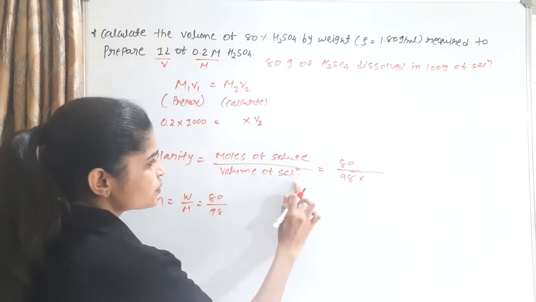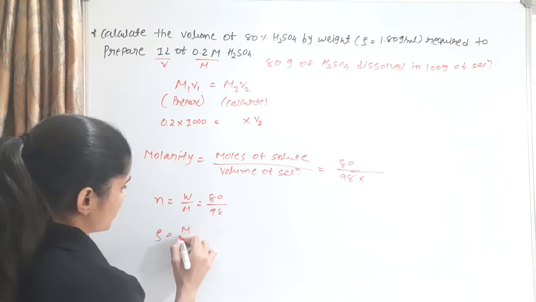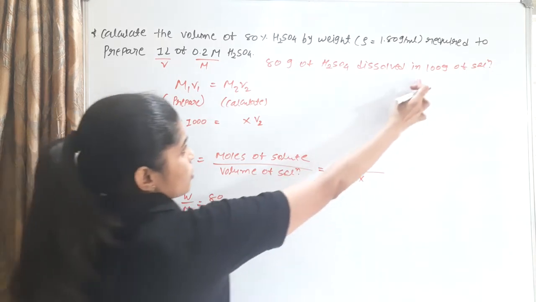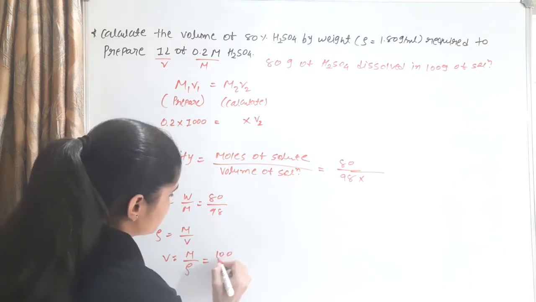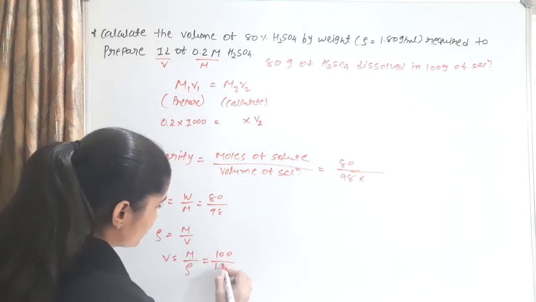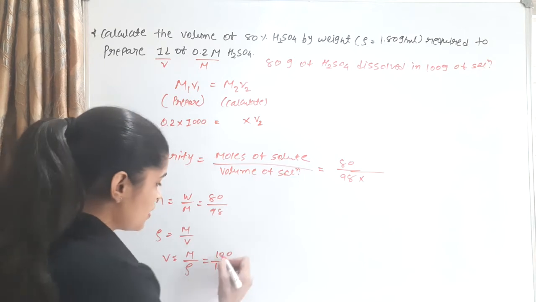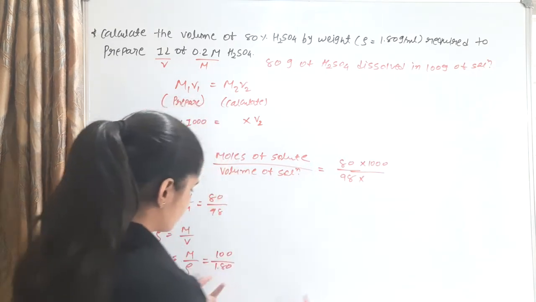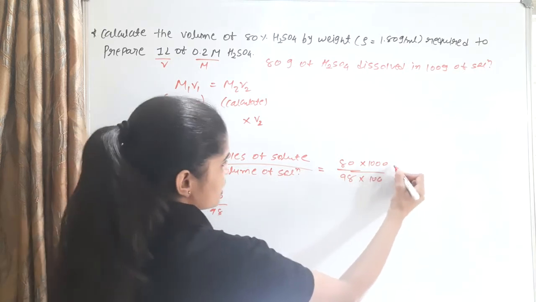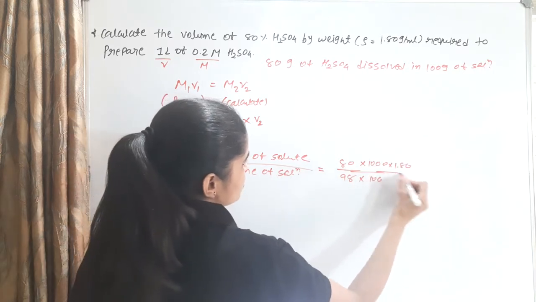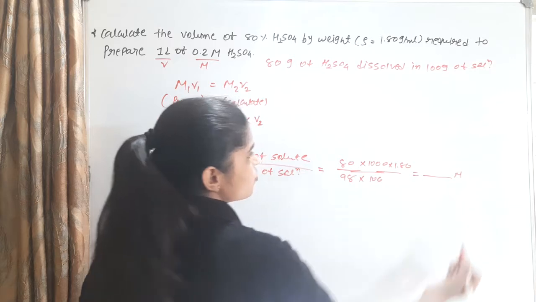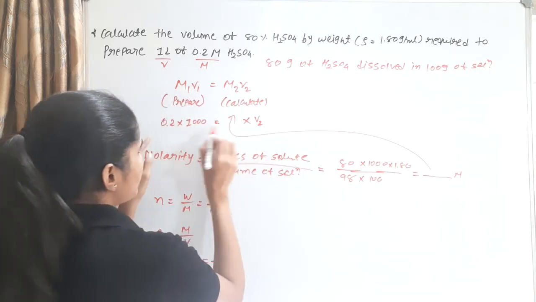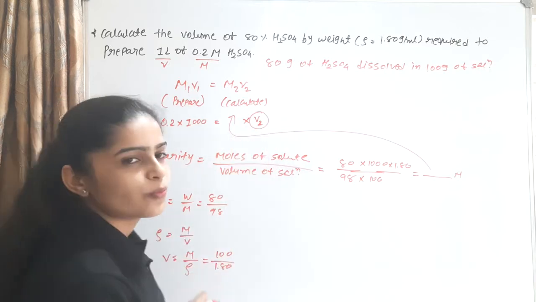Multiply with volume of solution. Rho is equal to m by v. V is equal to m by rho. m is equal to 100 gram. So that is 100 divided by 1.80. 100 in grams, so multiply with 1000. And this value put in this equation, 100 multiply with 1.80. This gives the value of the molarity. This molarity value put in this equation. So we find out the V2.